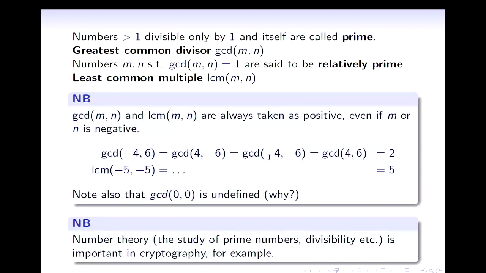Why is that important? If you will be studying, for example, cryptography later, then you will see that number theory, the study of prime numbers, the study of relative prime numbers, and divisibility is becoming very, very important. Cryptography is all about finding very large numbers and trying to calculate or making sure that you can't, in finite time, in practice, find divisors of these numbers.